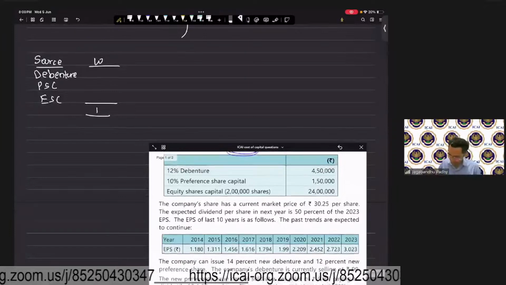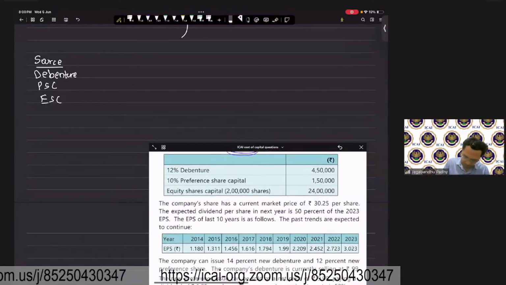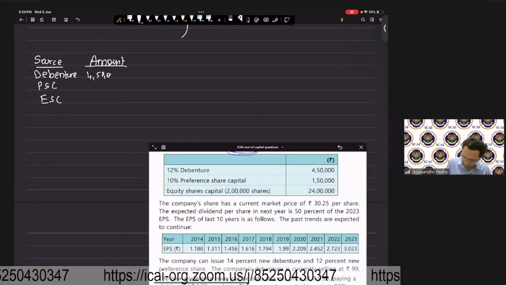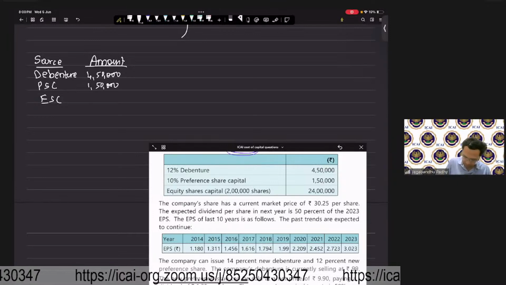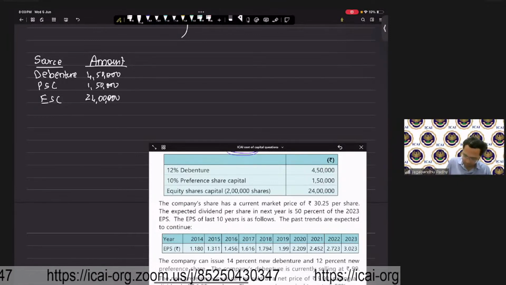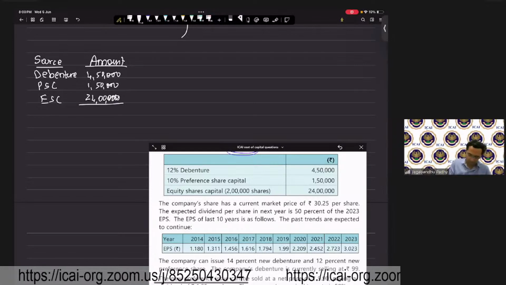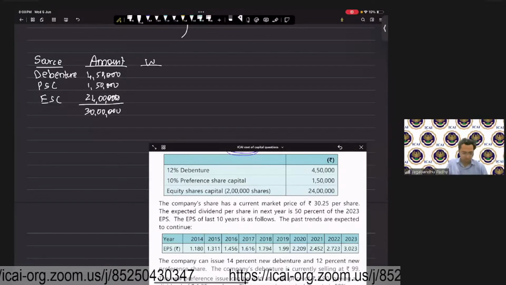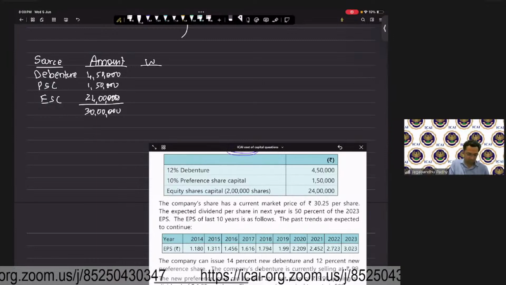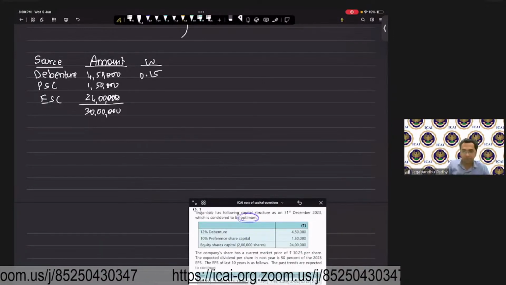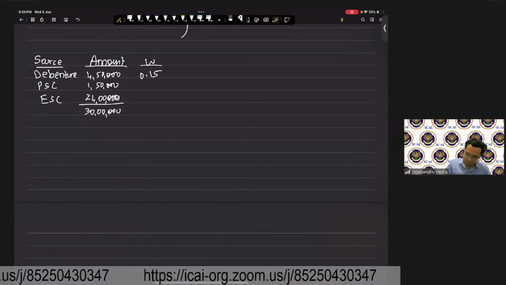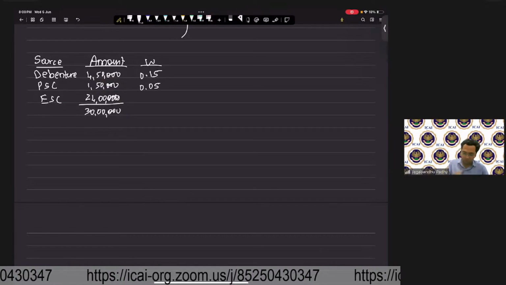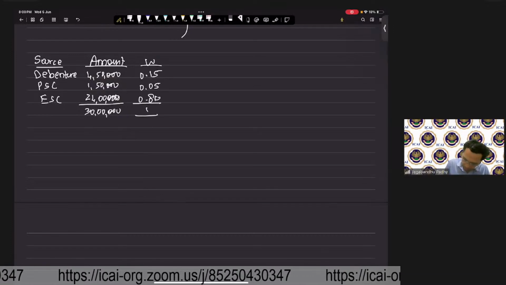Consider the total of all of them, just write down the amount and take a total. It's 4,50,000, 1,50,000, and 24 lakh. If we take a total of all of them, that works out to be 30 lakh. Now the weightage is 450 divided by this, 0.15, then 150 on 50 lakh, weightage is 0.05, and 24 on 30 is 0.80. So the total weightage works out to be 1.